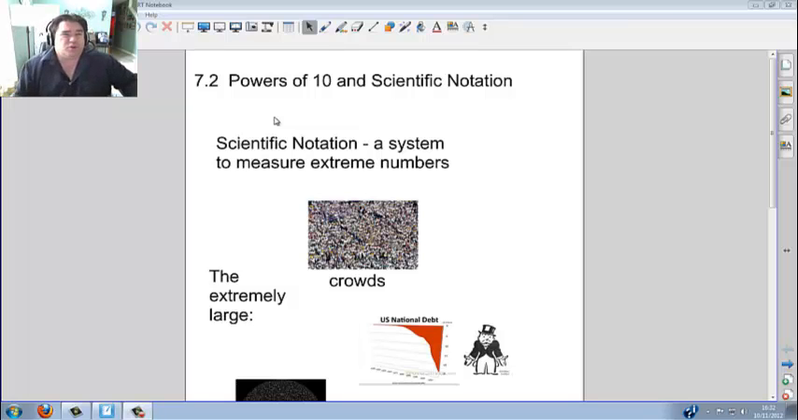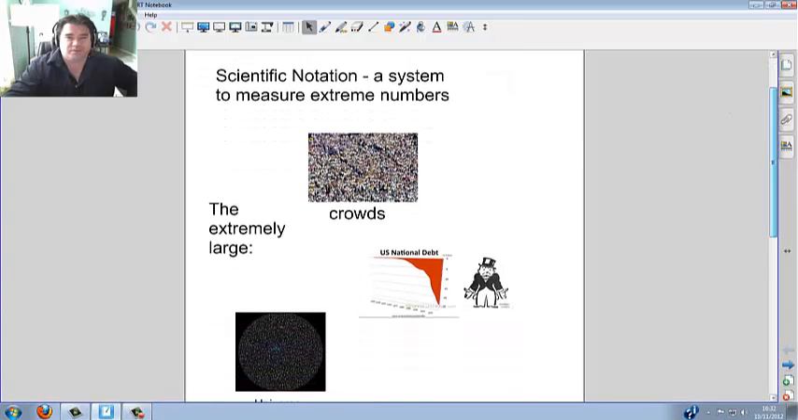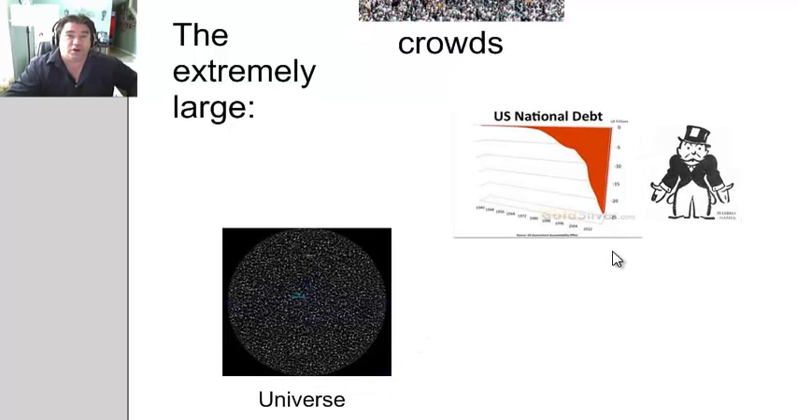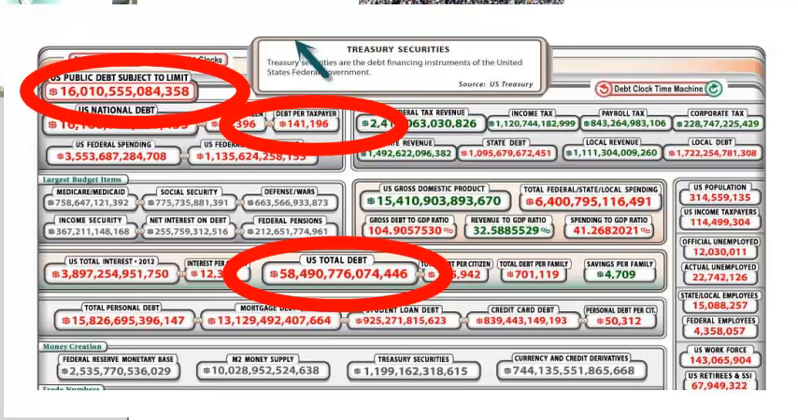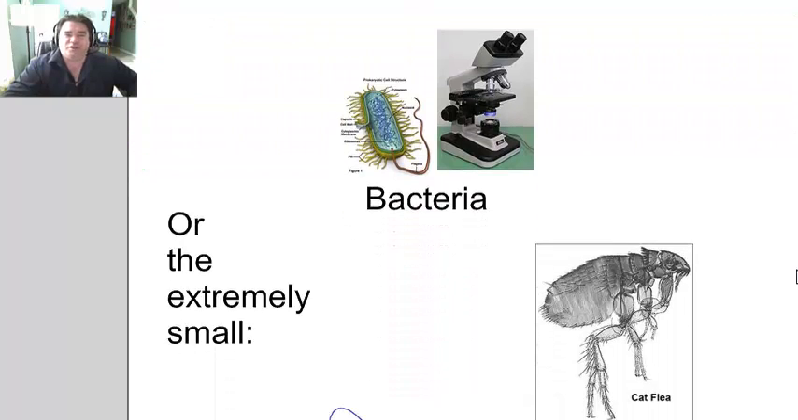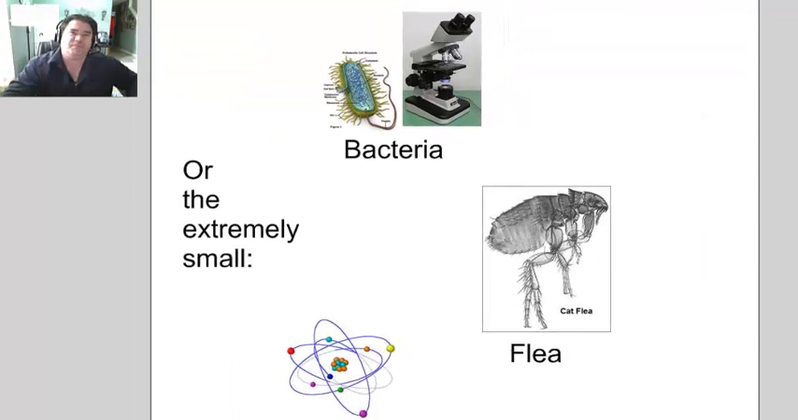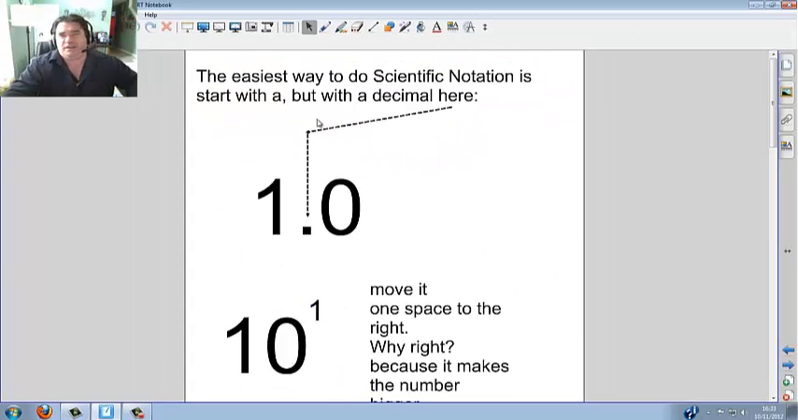Alright, well, I know you know scientific notation, but let's do a quick review just to make sure. Scientific notation is a system to measure extreme numbers. What are extreme numbers? Well, imagine crowds of people, or the extremely large, the universe, our national debt. Now, we can also use scientific notation to measure the extremely small, such as bacteria, such as the atom, such as the flea, such as the chance of paying off our national debt. But I digress. Next page.